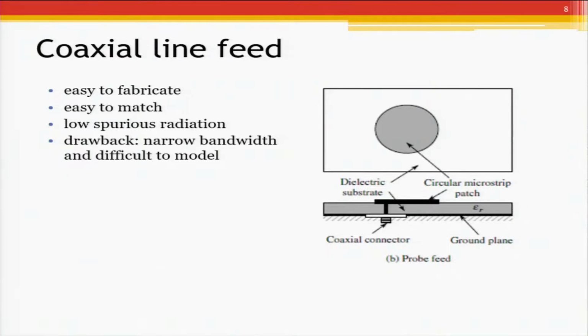So if you want to use a microstrip line as a wide bandwidth antenna, with this feeding method it might be difficult. Okay, and it's difficult to model. So when you do simulations, it might not be easy to create coaxial connectors and do all these things. But anyway, we can simplify the simulation, so this should not be a problem with your term project.